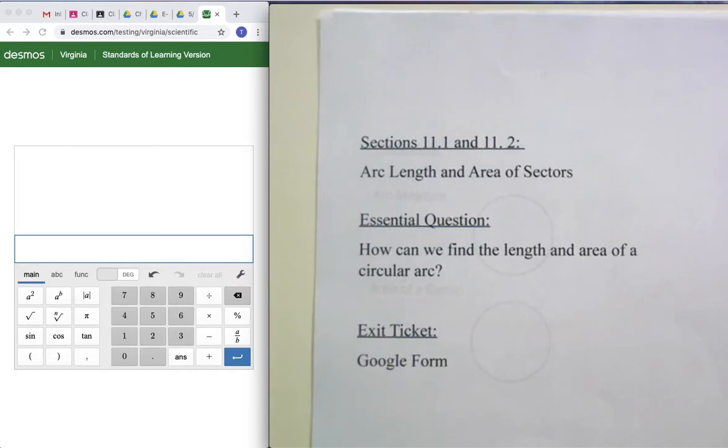Today's section 11.1, 11.2, arc length and area of sectors. And so the essential question is, how can we find the length and area of a circular arc in a circle?